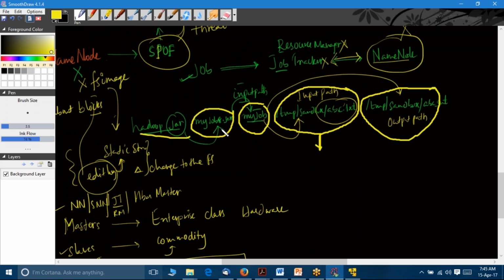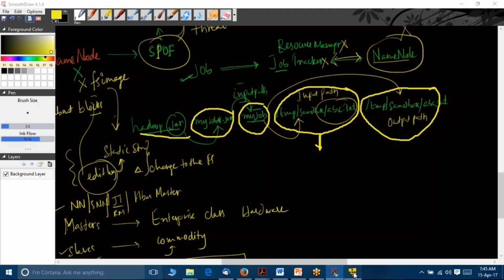Hadoop JAR file. In that JAR file, what is the job? And when the job is running, where it should read the data. When the job produces the output, where it needs to be stored. Everything has got meaning here. And you need not learn this by heart to run it.